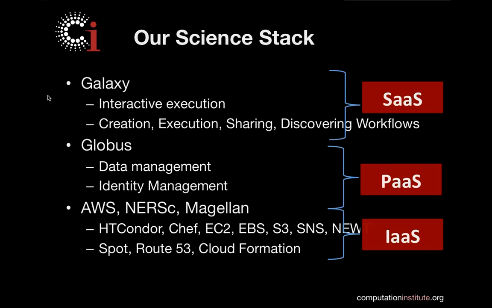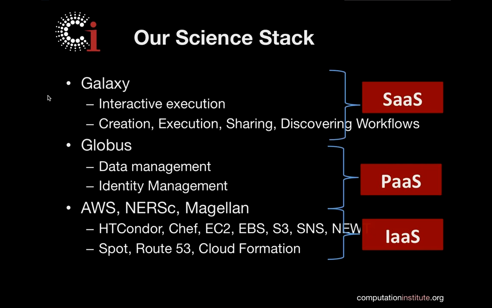We use Amazon Web Services primarily for a lot of the gateways that I've shown you before. But we also use NERSC and Magellan as infrastructure providers. We do run PDAX and other capabilities on these infrastructures. And if you look a little bit into some of the tools and products that we use to make these services run, we use Condor, HTCondor, for job execution.